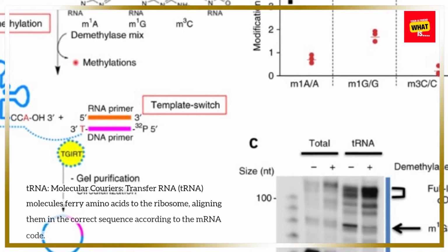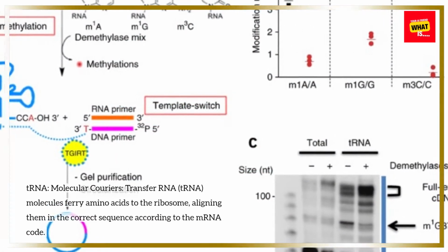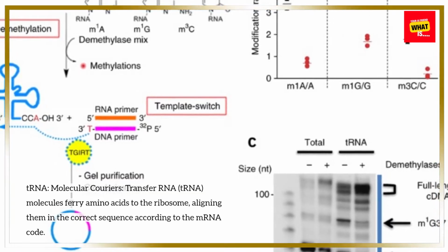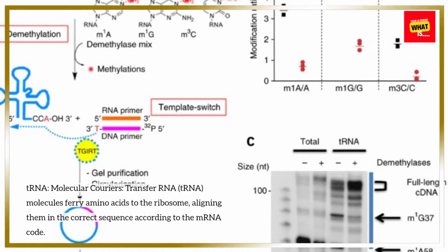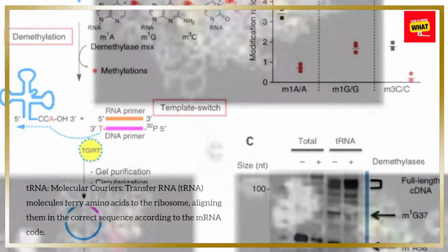tRNA: molecular couriers. Transfer RNA, tRNA, molecules ferry amino acids to the ribosome, aligning them in the correct sequence according to the mRNA code.